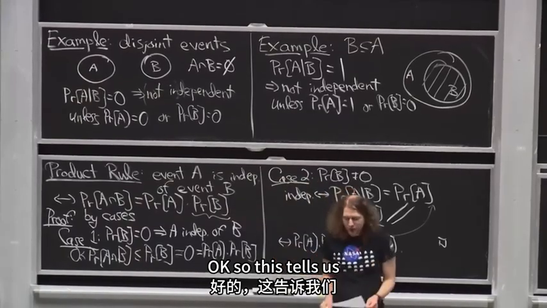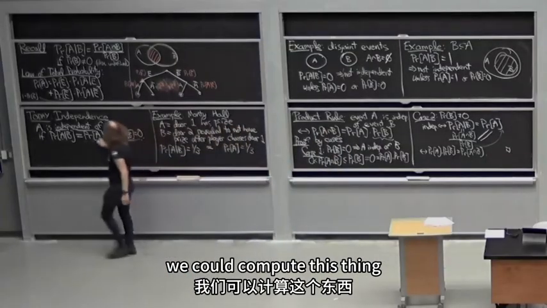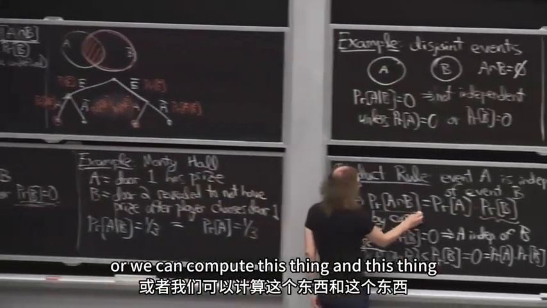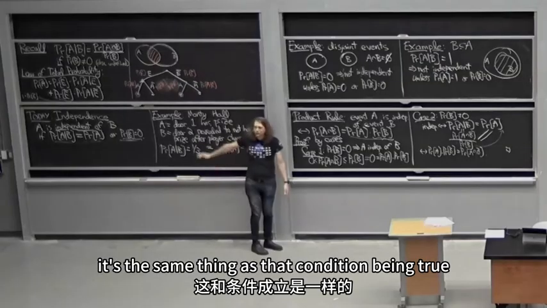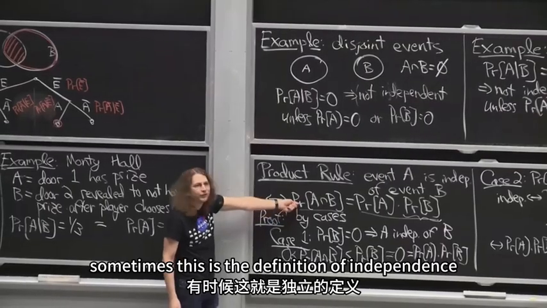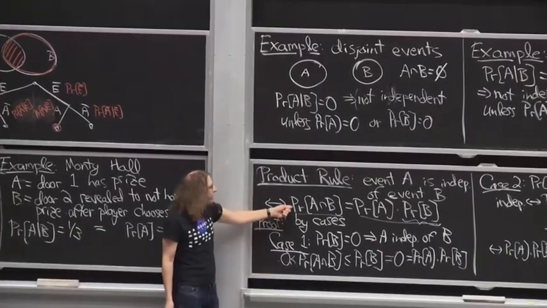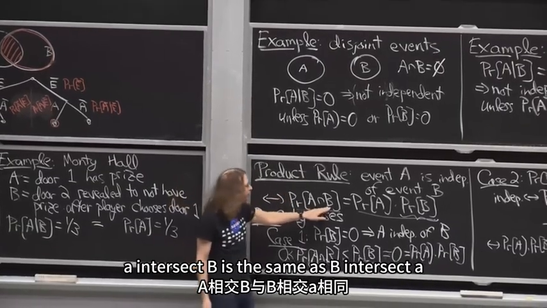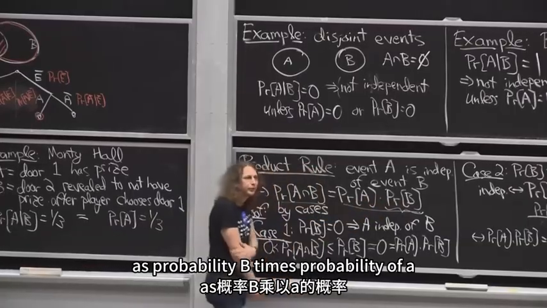Okay, so this tells us a different way to determine independence, right? We could compute this thing and this thing, or we can compute this thing and this thing. And if they're equal, it's the same thing as that condition being true. Notably, sometimes this condition is the definition of independence. You might see both. They're equivalent, so you could use either one. This definition is symmetric in A and B. If I swap A and B, I get exactly the same thing, right? A intersect B is the same as B intersect A. Probability of A times probability of B is the same thing as probability of B times probability of A.